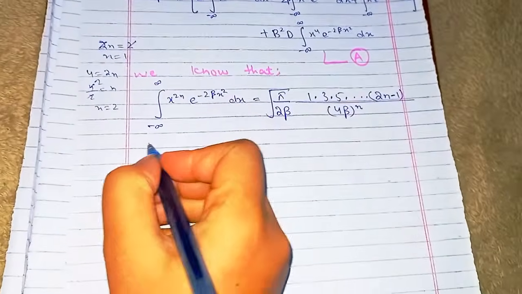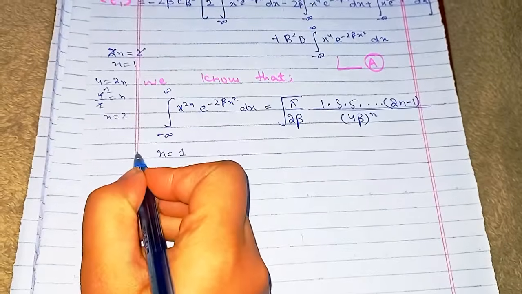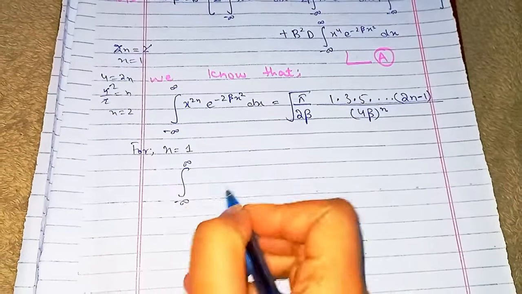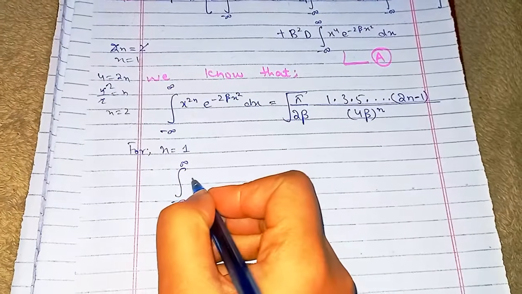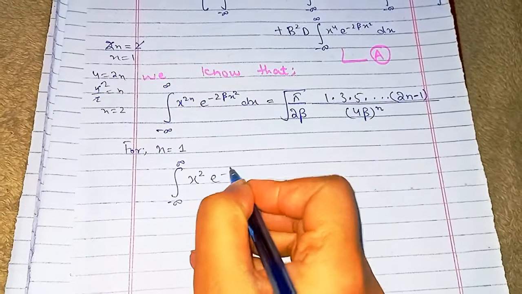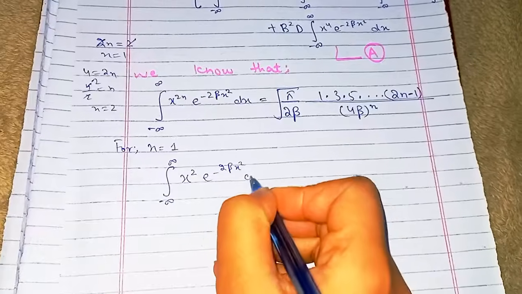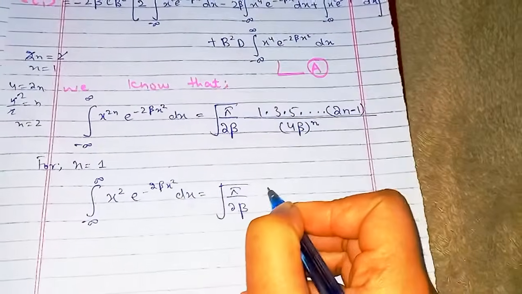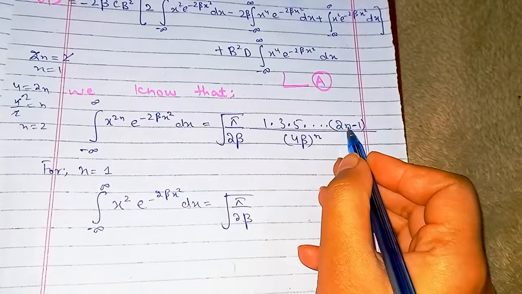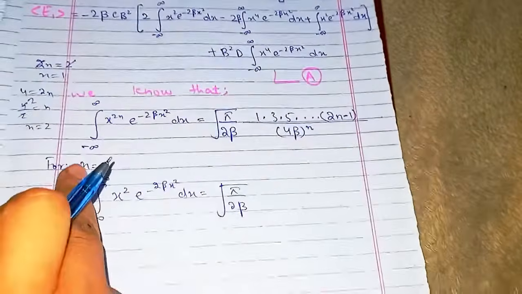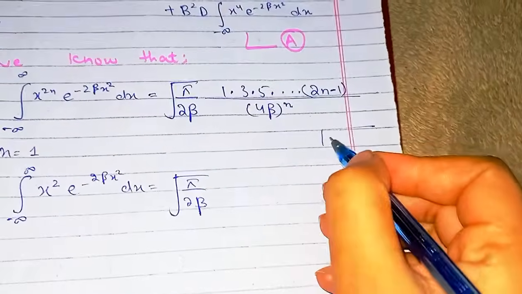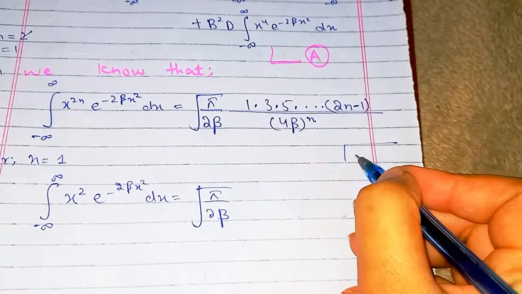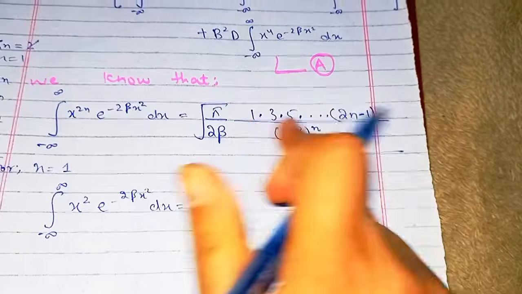So let's calculate it for n equals to 1. You can write it like that, and it's x to the power 2 e to the power minus 2 beta x squared dx. That should be equals to pi by 2 beta. And let's calculate what's 2n minus 1 for n equals to 1 in rough work, so that we may know where to stop. It tells you the last digit of this series.